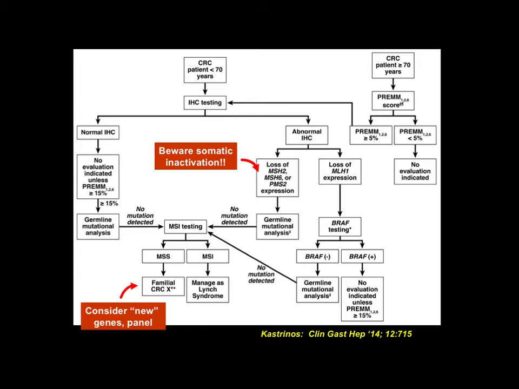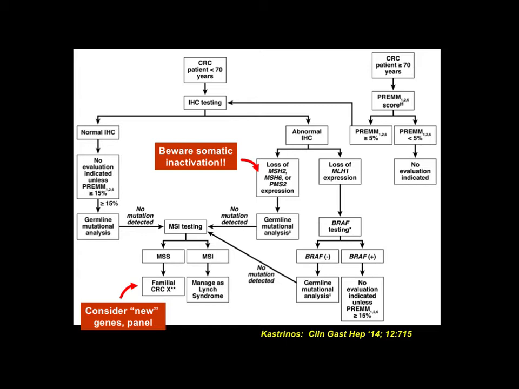But this only came out a couple of years ago, and we're already shooting holes in this because we now know that a lot of cases that have loss of MSH2, MSH6, and PMS2, although they may have germline mutations, often can be inactivated somatically, and we don't really have good schemes for routinely identifying those clinically.